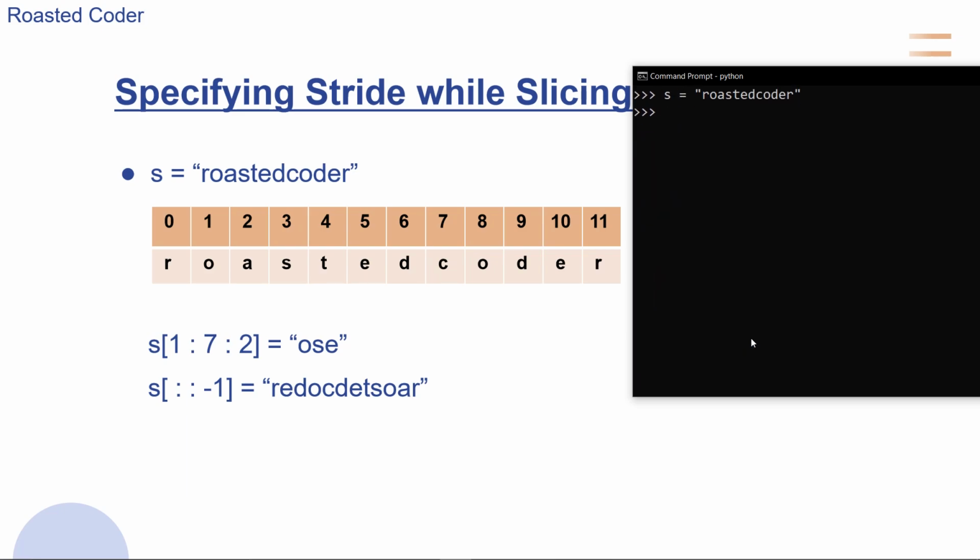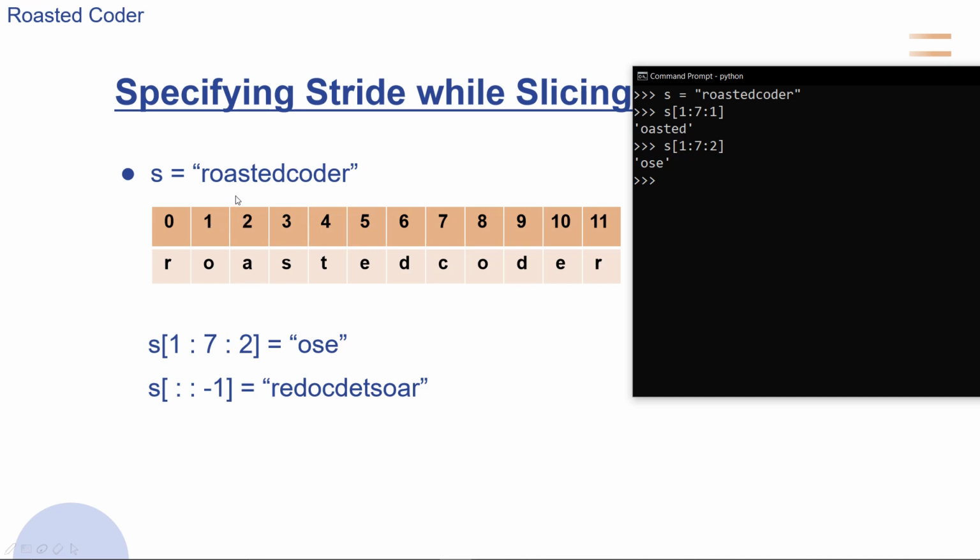Let's take roasted coder, and s of 1 to 7 with stride 1, it will print all the characters from 1 to less than 7. Like if we take index 1, it's O, and less than 7 means 6, D, and the stride 1 means every move will be of length 1 from here to here. And if you take 2, it will print OSE. It will take all the characters from 1 to 6 and now move from here with a distance of 2.